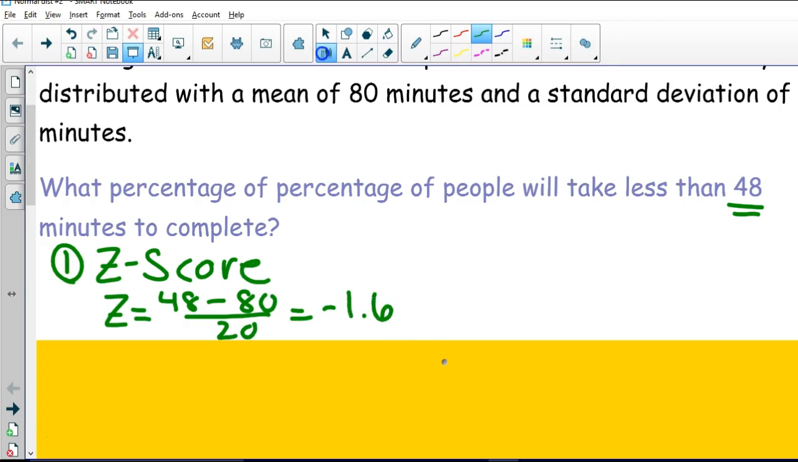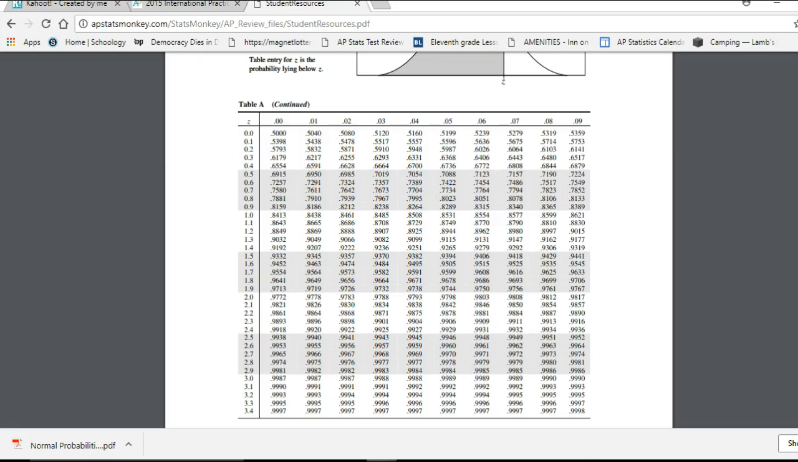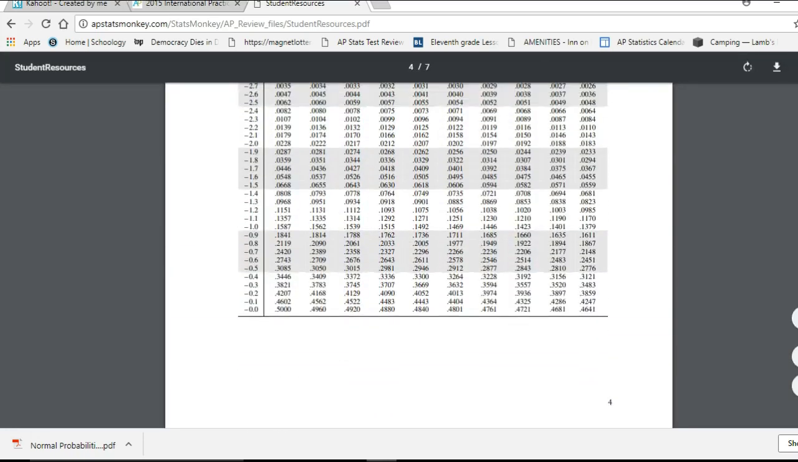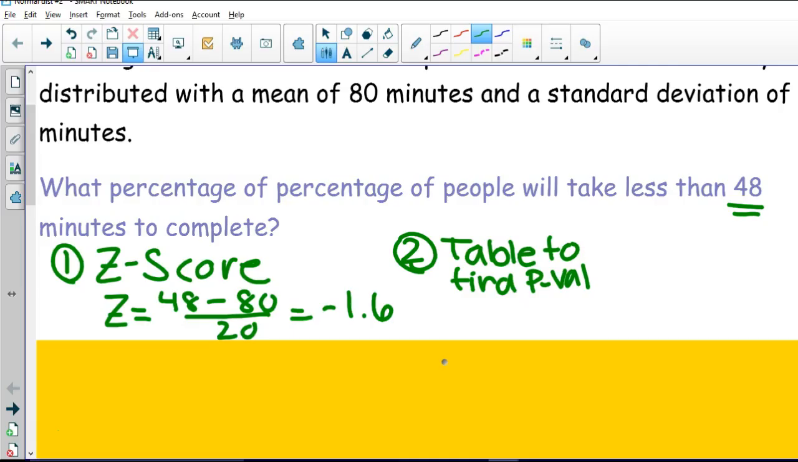After I find my z-score, I need to go to my table and find the p-value. So let's go to negative 1.6. What is it? Okay, so negative 1.6 is 0.0548. And now our last thing is we have to analyze.